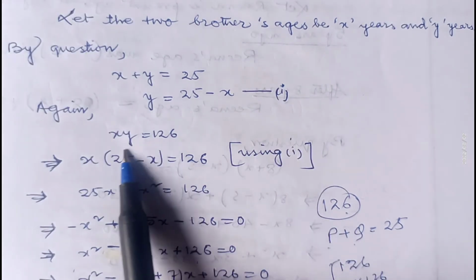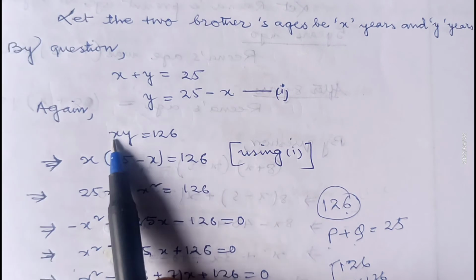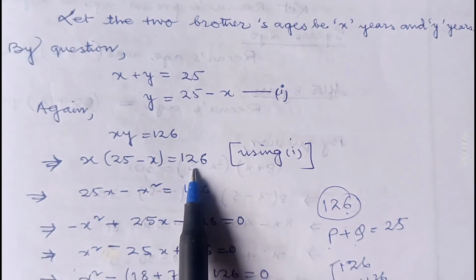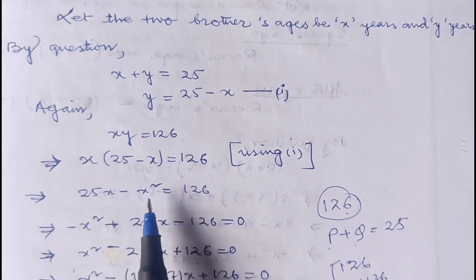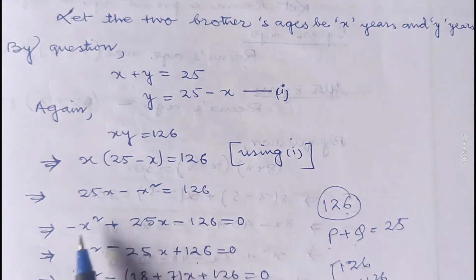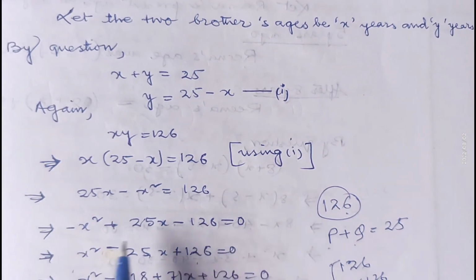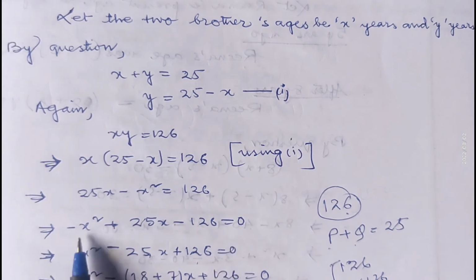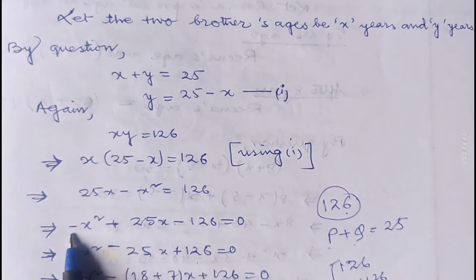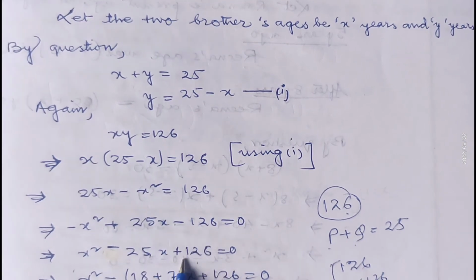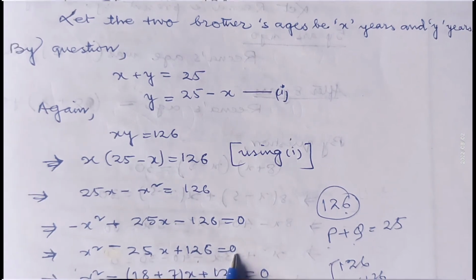Again it is given, product of their ages is 126. So instead of y, I can write 25 minus x, so x into 25 minus x equals 126. So 25x minus x square equal to 126. So minus x square plus 25x minus 126 equals 0. If I multiply throughout by minus 1, because the coefficient of x square is negative, it will become positive. So this minus will become plus, this plus will become minus, and this minus will become plus. So we got x square minus 25x plus 126 equal to 0.